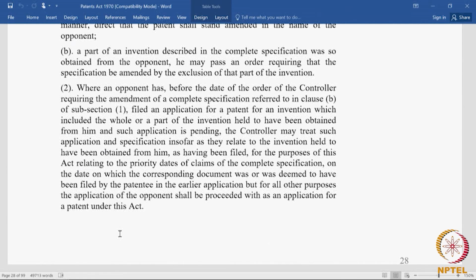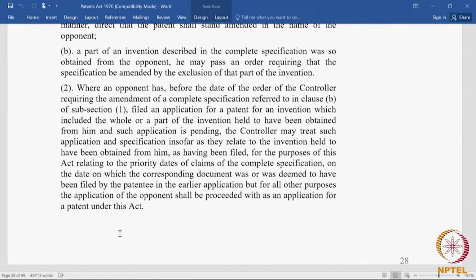The controller may treat such application and specification, in so far as they relate to the invention held to have been obtained, as having been filed for the purposes of this act relating to the priority dates of the claim of the complete specification. Which simply means, though you have filed the application just before filing the opposition, you will get the priority date as on the day on which the patentee filed that particular claim. You will get that priority.